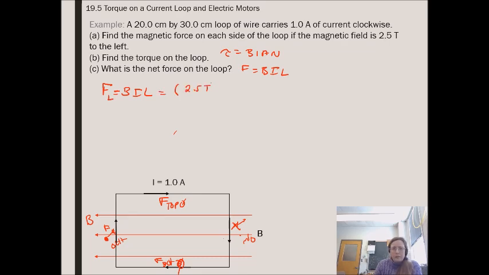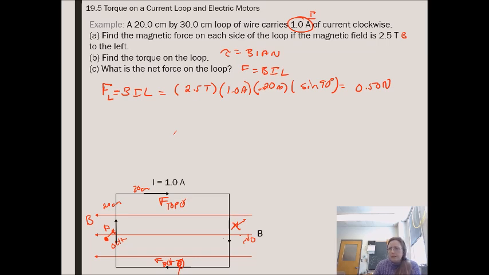So it said it was 2.5 Tesla, that's B. And the current is 1 amp. And then we have a length, so 20 centimeter by 30 centimeter. It looks like that side's shorter, so we're going to say that's the 20 centimeter side and this is the 30 centimeter side. So we get 0.2 meters and sine of 90 degrees, because we're either 90 degrees or 270, so we're either going to be positive or negative. So it's 0.5 newtons. So that's the force in or out of the page.